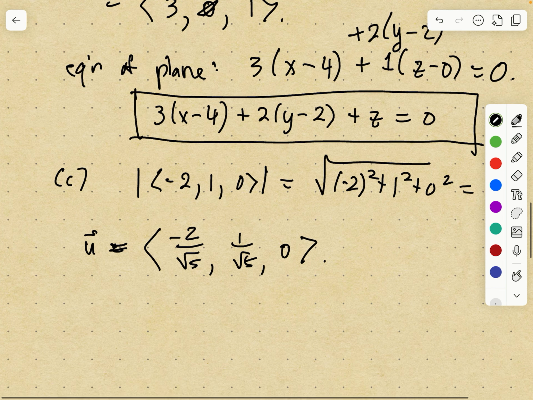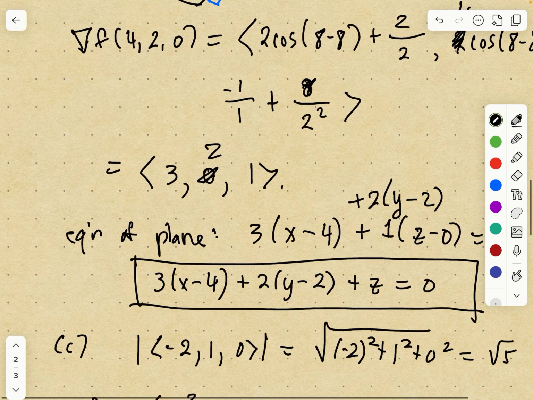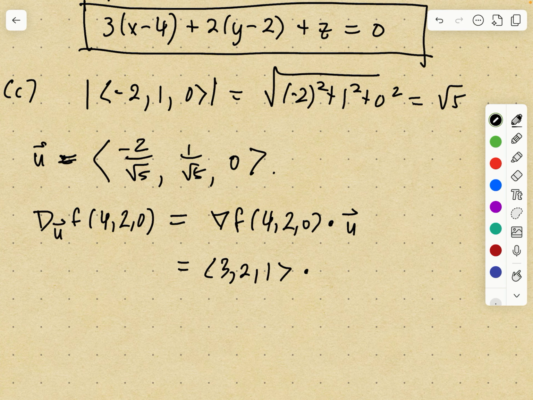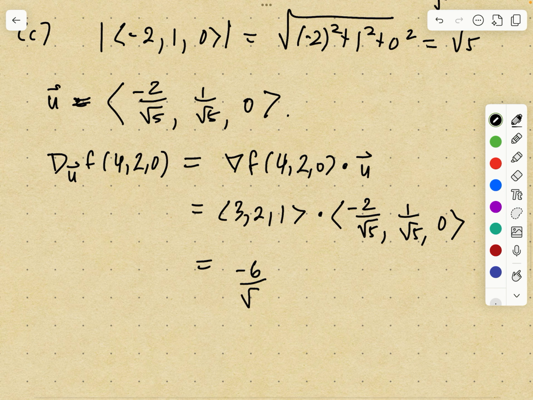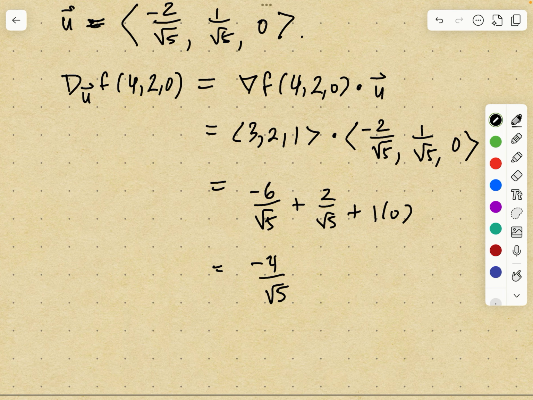So the directional derivative, that's d sub u of f at 4, 2, 0, is the gradient of f at 4, 2, 0 dotted with u. And we found the gradient of f at 4, 2, 0. It's 3, 2, 1. So you just take the dot product of 3, 2, 1 with the vector u, and you're going to get negative 6 over root 5 plus 2 over root 5 plus 1 times 0, which is 0. And so I'm going to get negative 4 over root 5.